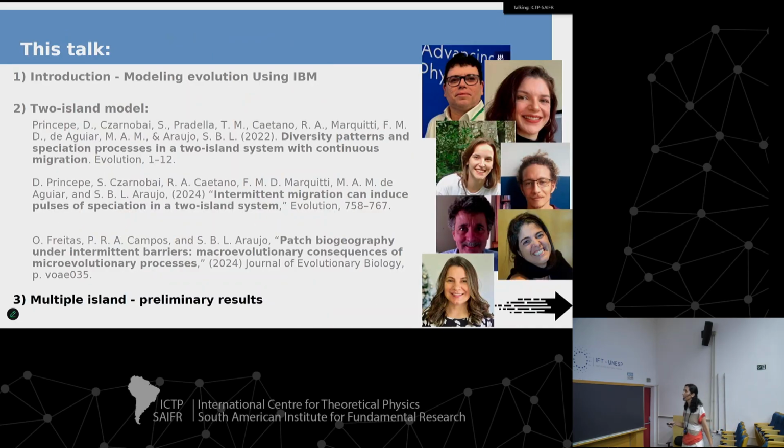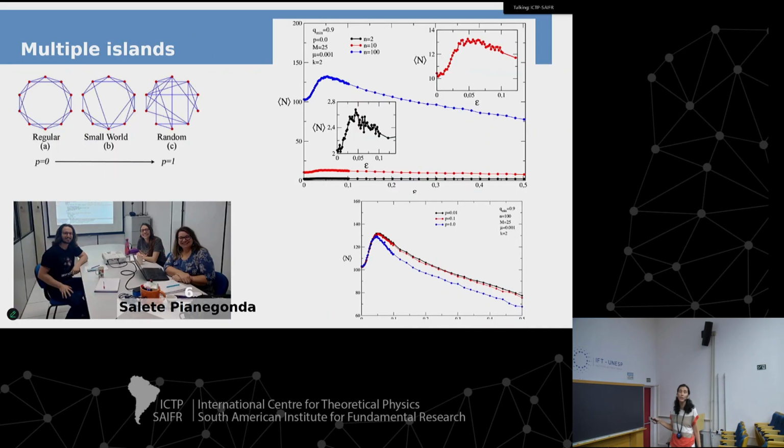So I should finish. What we are doing now is considering multiple islands, with Saletti as a collaborator who got interested in this model. We are doing this now with an archipelago with many islands and seeing that this migration can still promote speciation.